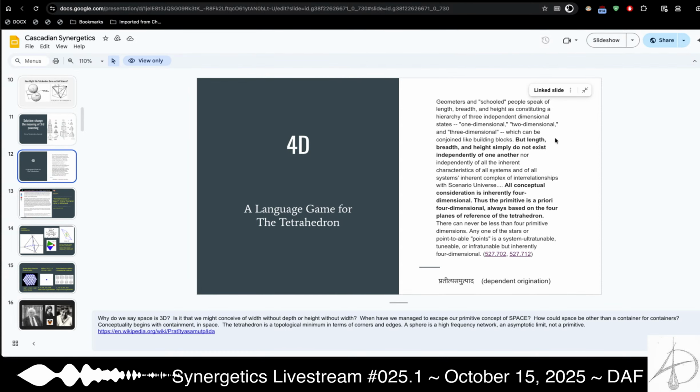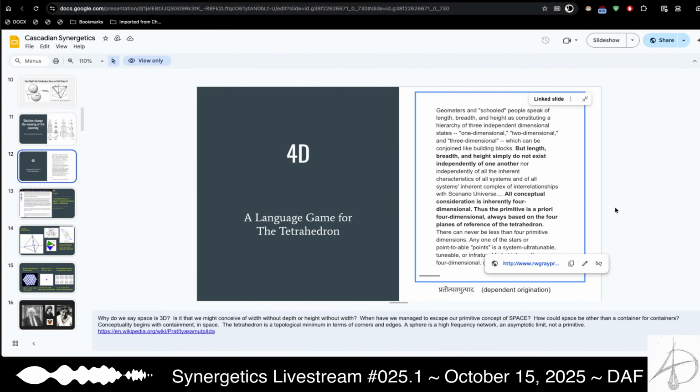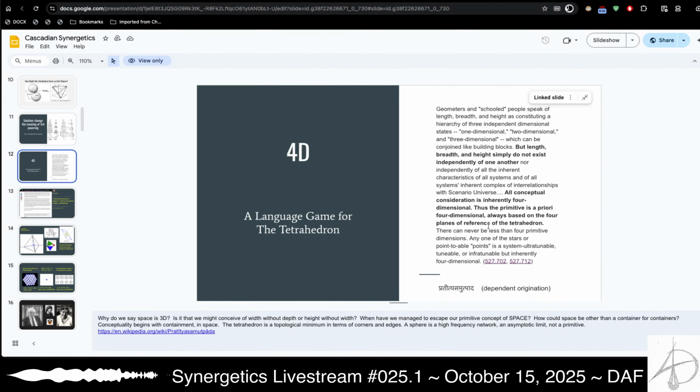So back to 4D. It's a language game for the tetrahedron. When we're talking about 3D, 4D, we're playing with these language games, these shop talks, these namespaces, and those rely upon, implicitly or explicitly, quite a metaphysic, literally a metaphysic. In terms of changes in that metaphysic influence our physic, how we think about the world. So here's a quote from Synergetics 527.